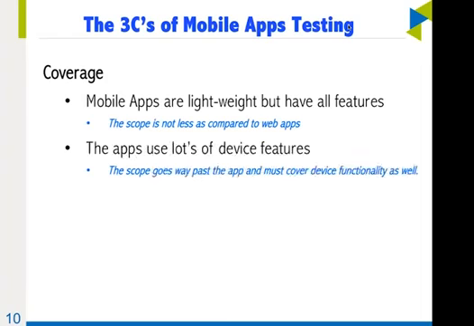The apps use a lot of device features. When you start automating, you come to understand that you are going to automate not only the app features but also the features that are provided by the platform. For example, in Android, if your app uses network, you're going to change the network settings or do something else, for example using a camera or uploading a file. So your scope goes way past the app and must cover the device functionality as well.